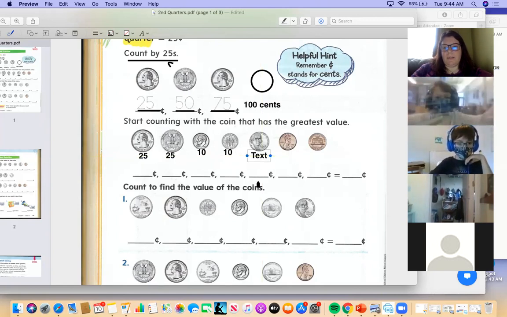And then what's this? A nickel, and it is worth 5 cents. It's worth 5 cents.